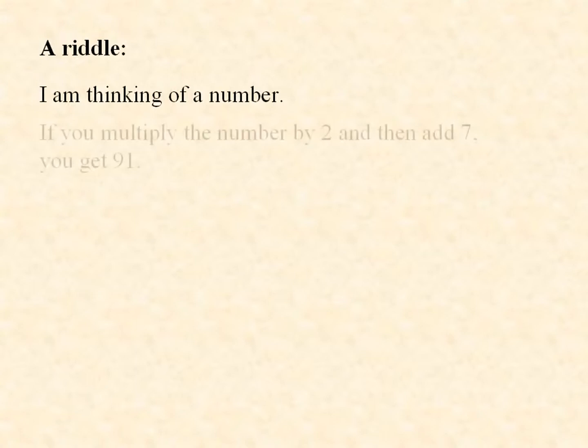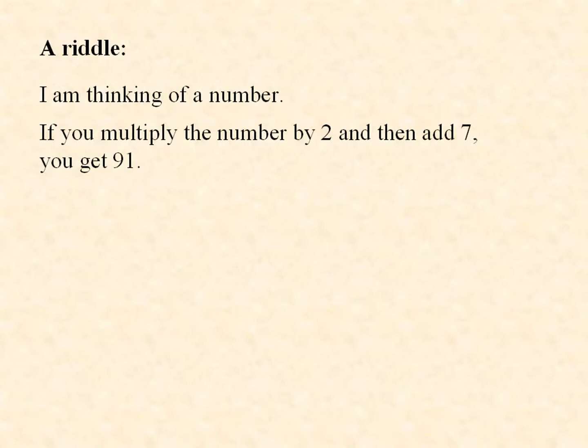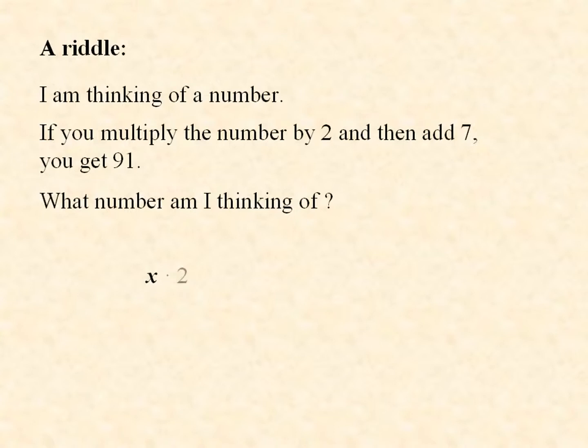A riddle. I am thinking of a number. If you multiply the number by 2 and then add 7, you get 91. What number am I thinking of? Let's call that number x. We multiply it by 2, and we add 7, and this gives us 91.